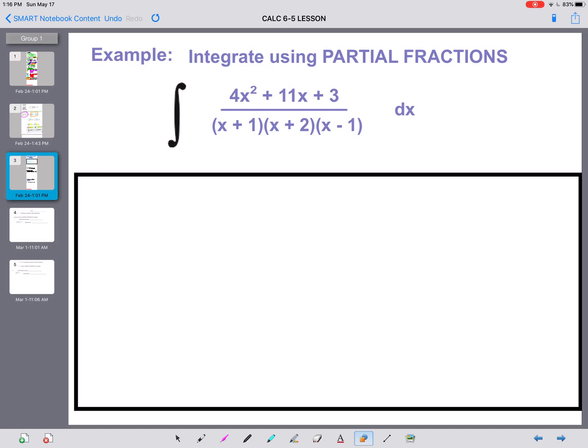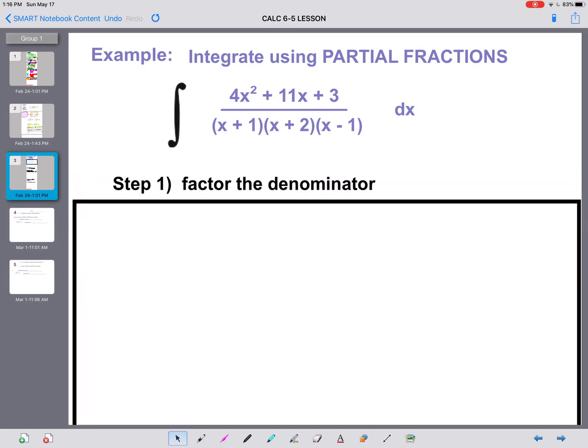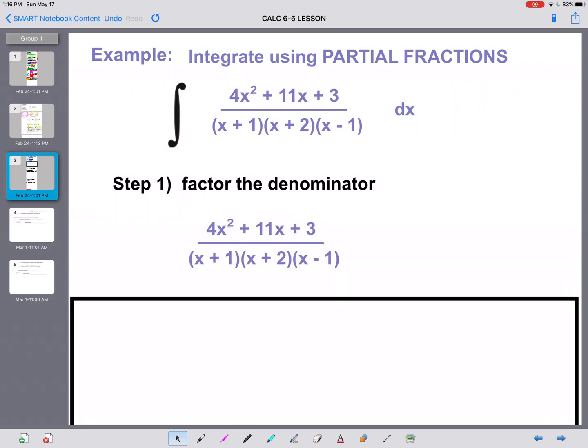Now, the first step in breaking this into partial fractions is factoring the denominator. It's already factored, okay? So that's kind of nice. If it wasn't factored, you're going to have to try and factor it. That's the key thing. You got to factor the denominator first.